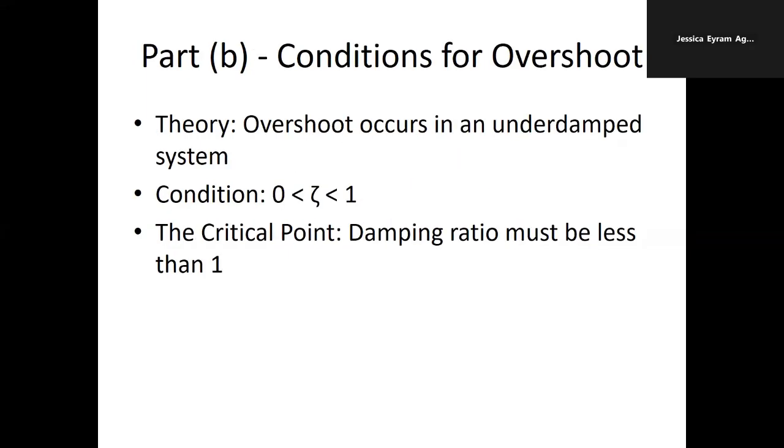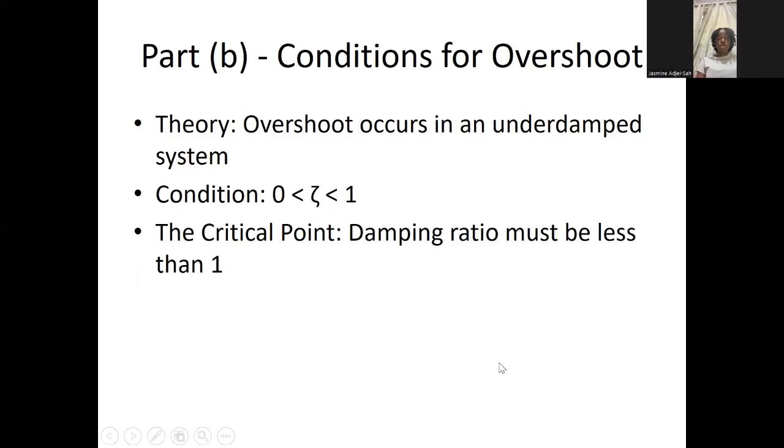G over s squared plus 3s plus G. Okay, so for part B, conditions for the overshoot. For the theory, overshoot occurs in an underdamped system. So we know that the condition is 0 less than zeta and less than 1. The critical point is that the damping ratio must be less than 1.